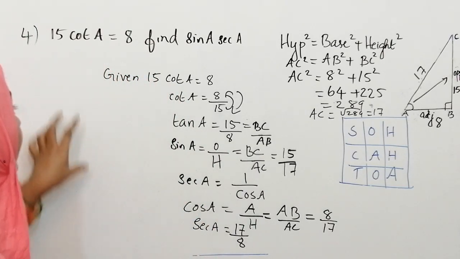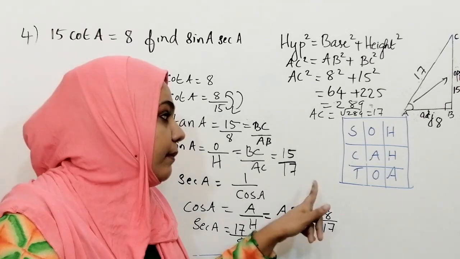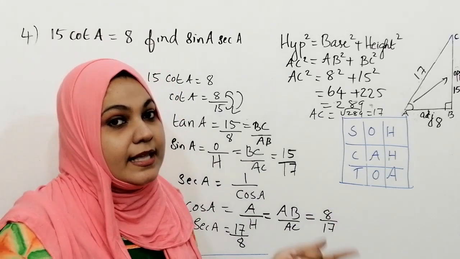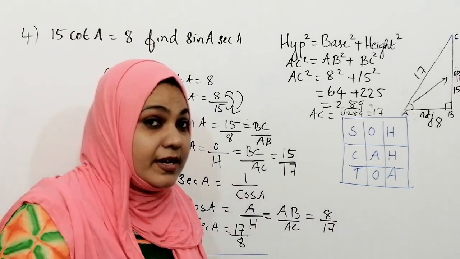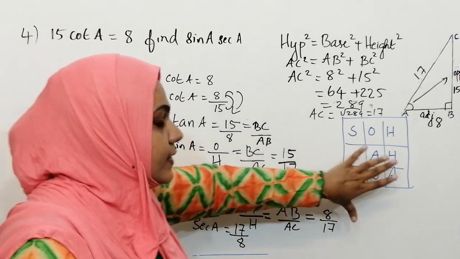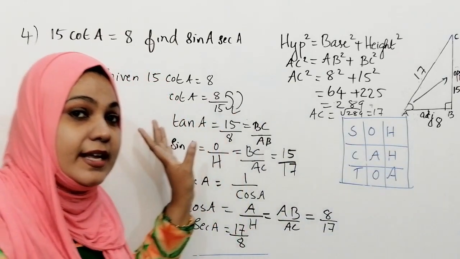You know that it's given 15 cot A is equal to 8. Find sin A and sec A. I am using the Sokatova trick here. I also explained the Pandit Badri Prasad Hare Bol trick. Whichever is easy for you, you can take. So here we explained the Sokatova trick. Using this trick you can solve this question very easily.